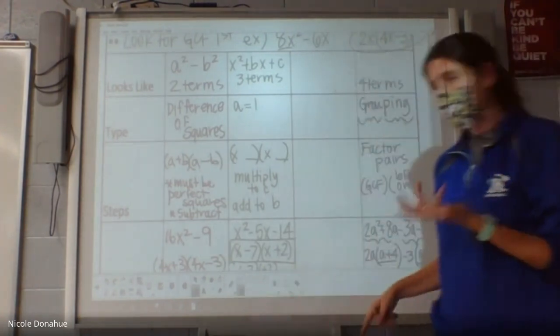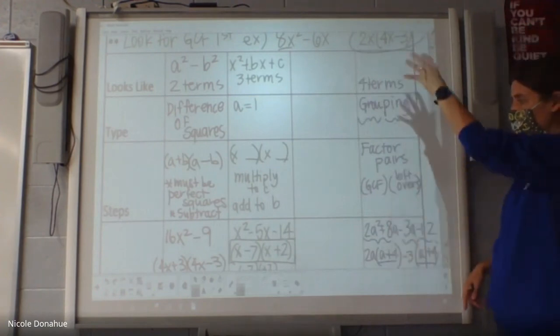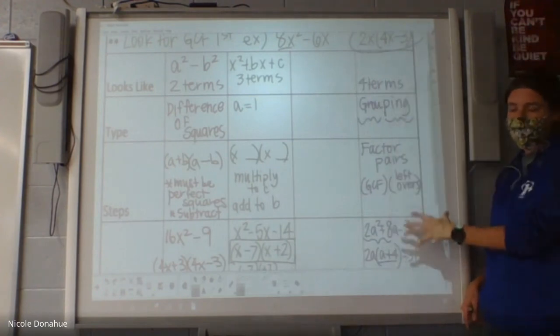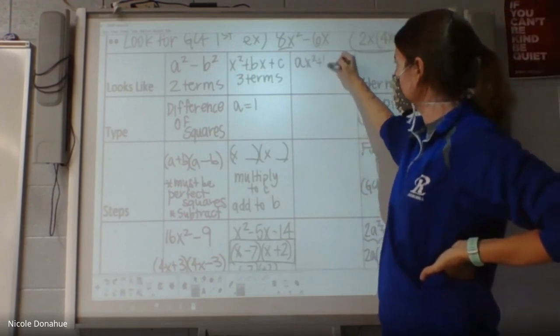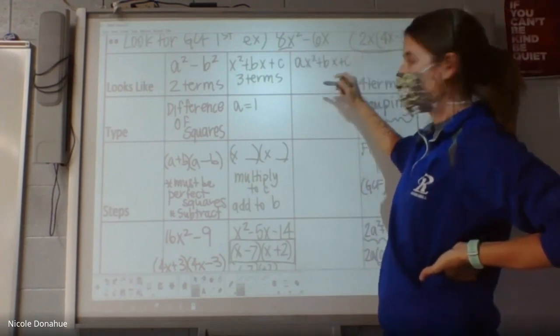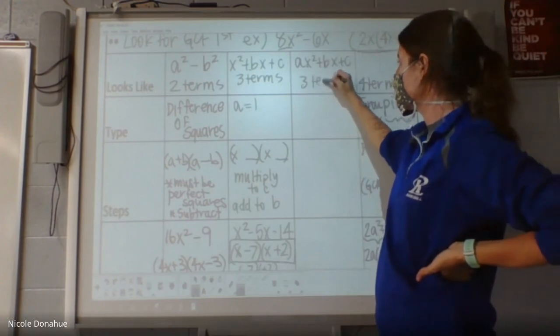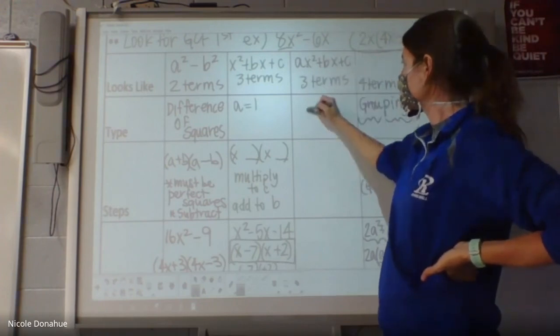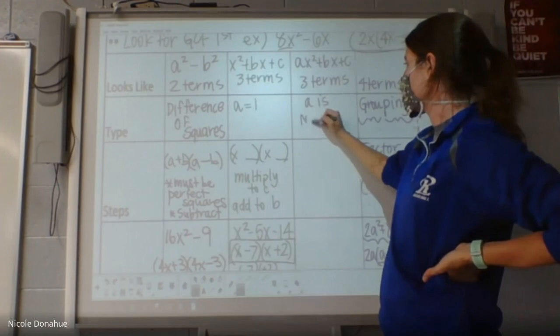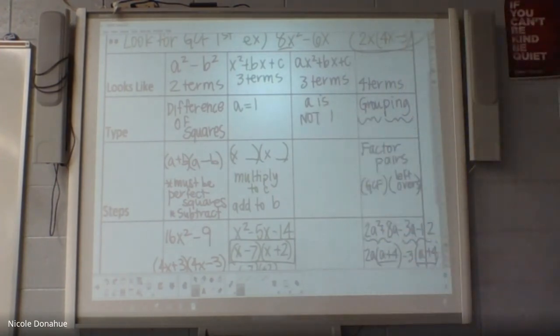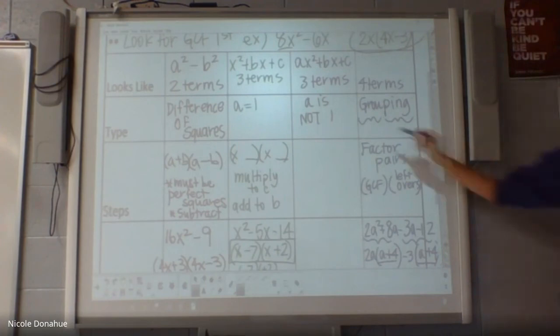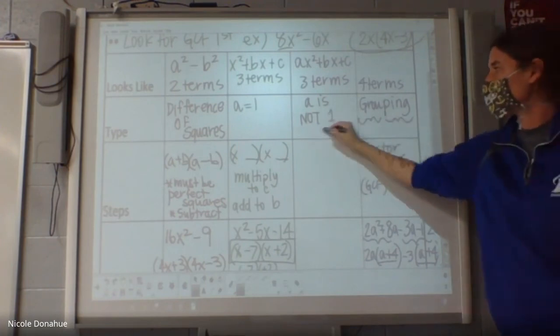So I'm going to show you guys the last of the kinds, and that one requires that you know how to do this last one. So this one has 3 terms, but A is no longer 1. A is not 1.